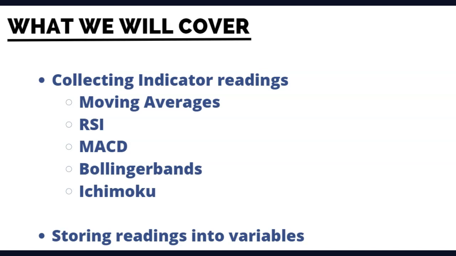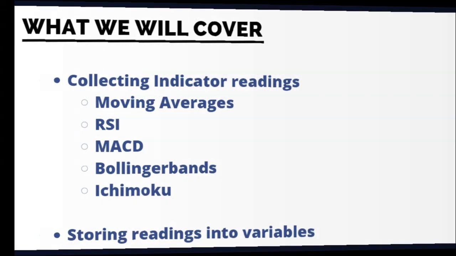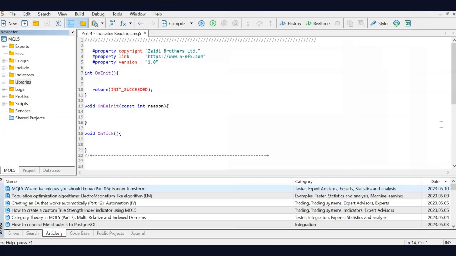What we will cover today is collecting indicator readings, and we'll look at examples of moving averages, RSI, MACD, Bollinger Bands, and Ichimoku. So let's head to Metatrader. And today I've already started with a blank template. You know how to do that from part 1. And I've stored that as part 4, indicator readings.